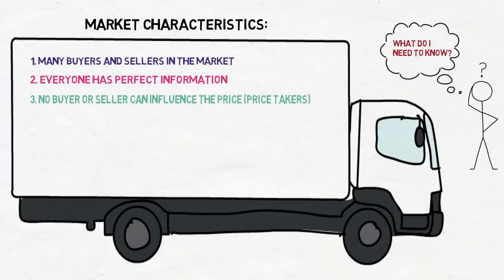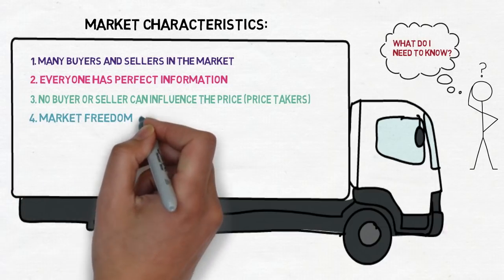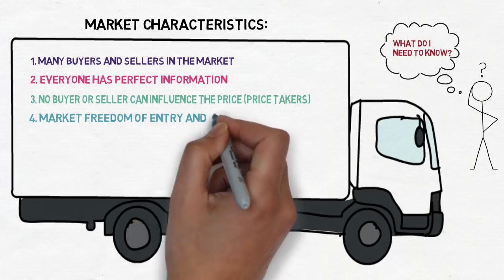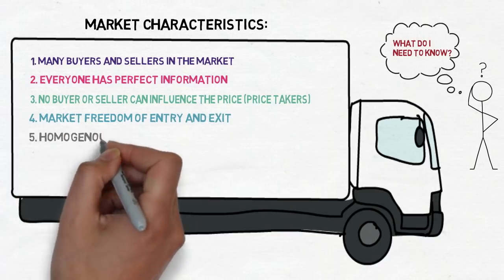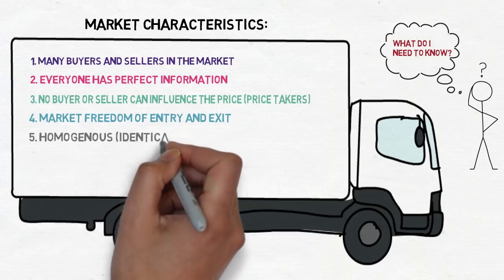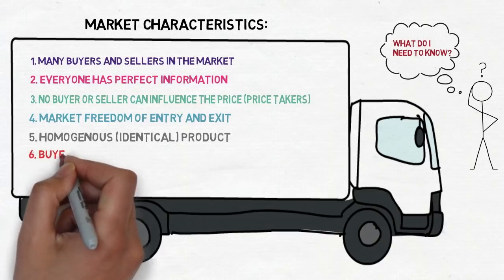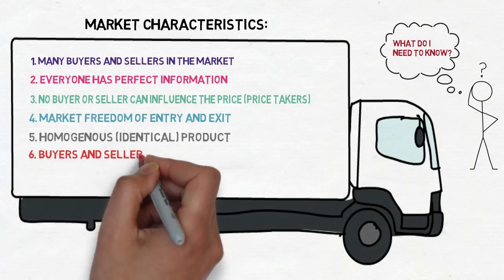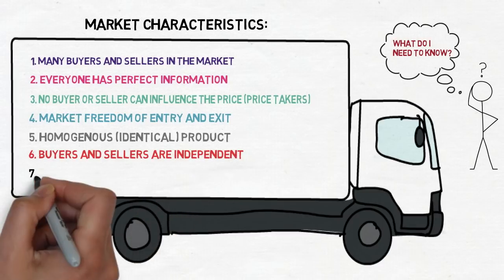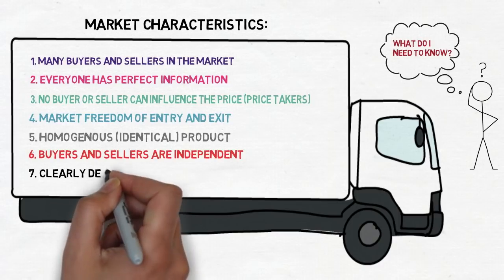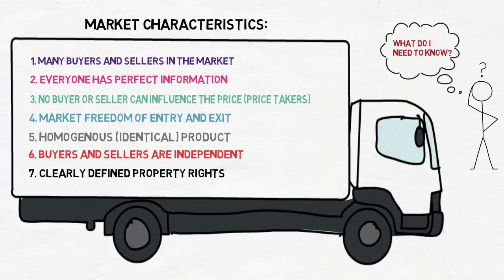Number four, there's freedom of entry and exit from the market. So new companies, producers can move in, move out without any exit costs. Number five, there are homogeneous products, so all products must be identical in this case, not much advertising going on. Number six, buyers and sellers are independent. That means that they are selfish, they're not altruistic, and they don't take into account anyone else's position making a decision. And finally, clearly defined property rights. So both consumers and producers must take into account costs and benefits in making a decision.